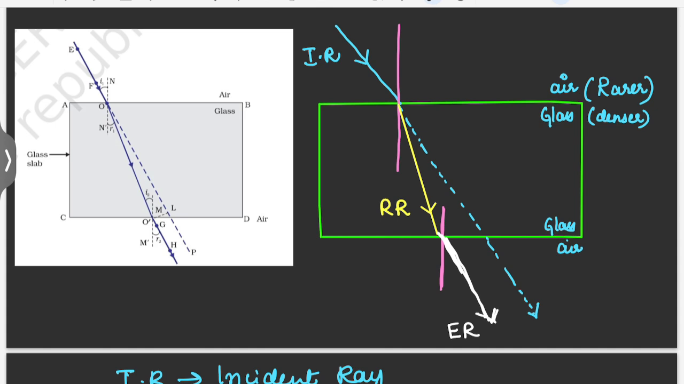What is very important here? The first point which is very important here is, when it is getting bent, it is moving towards the normal. This is the normal. It is moving towards the normal.